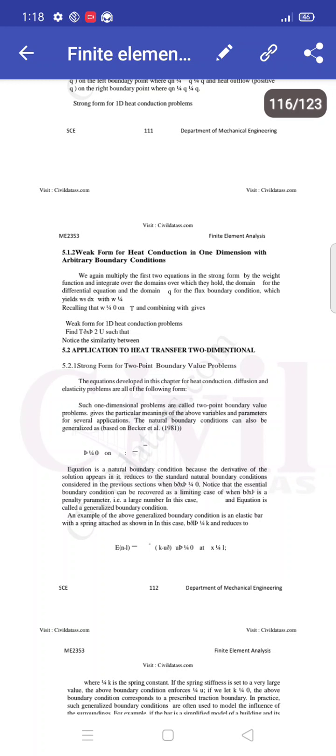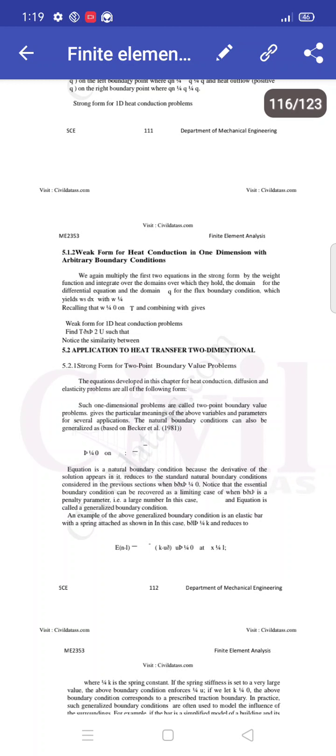Application of heat transfer to two dimensions. Strong form for a two-dimensional boundary value problem. The equations developed in this chapter for heat conduction, diffusion and elasticity problems are all of the following form. Such one-dimensional problems are called two-point boundary value problems. The table gives the physical meaning of the above variables and parameters for several applications.